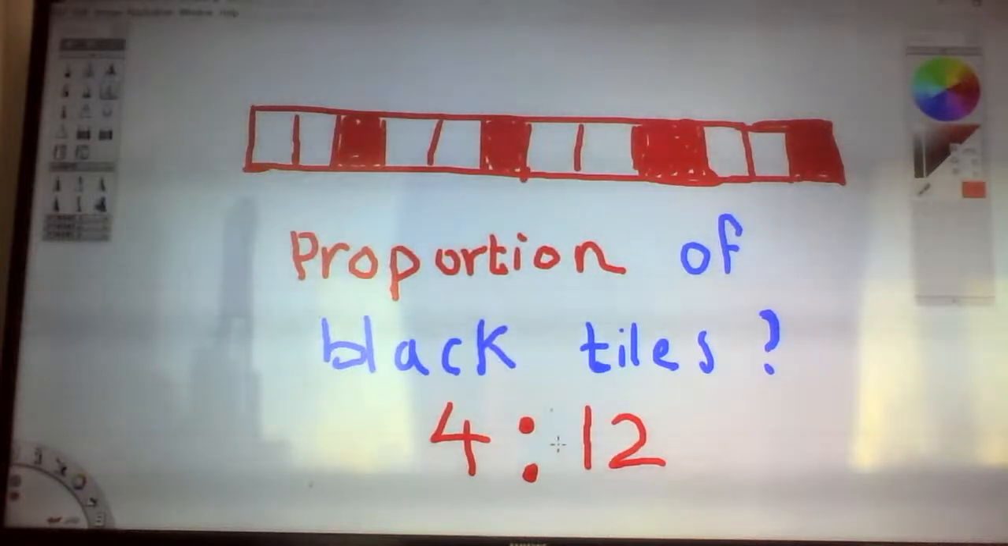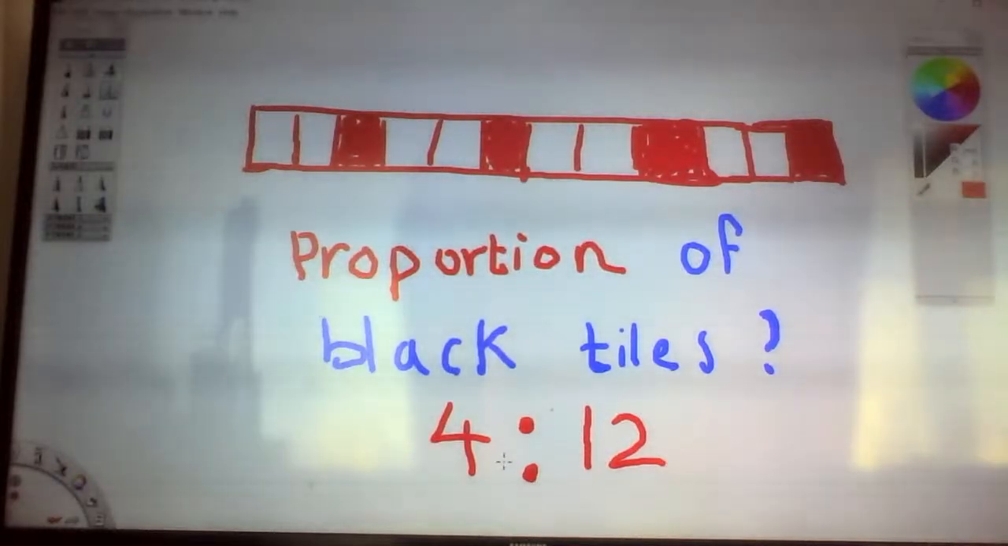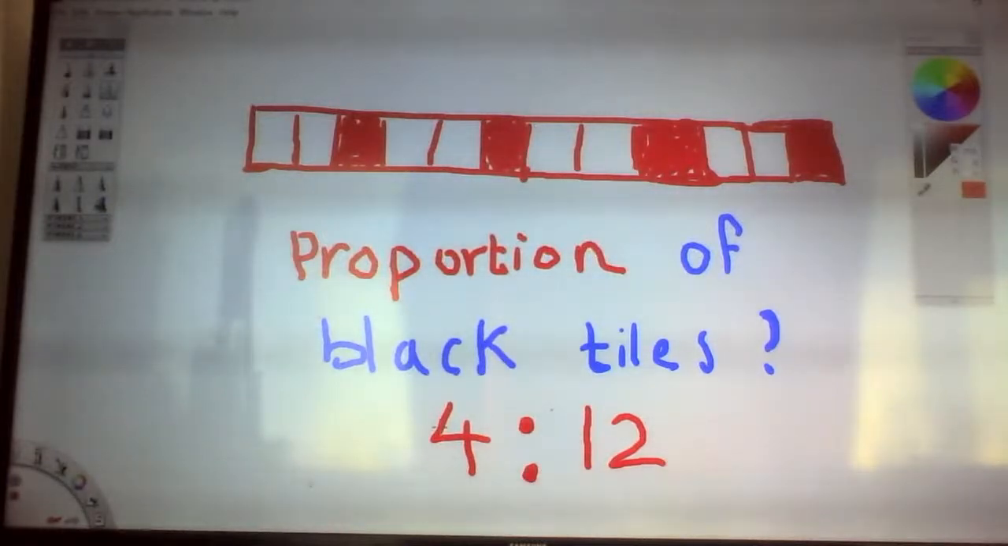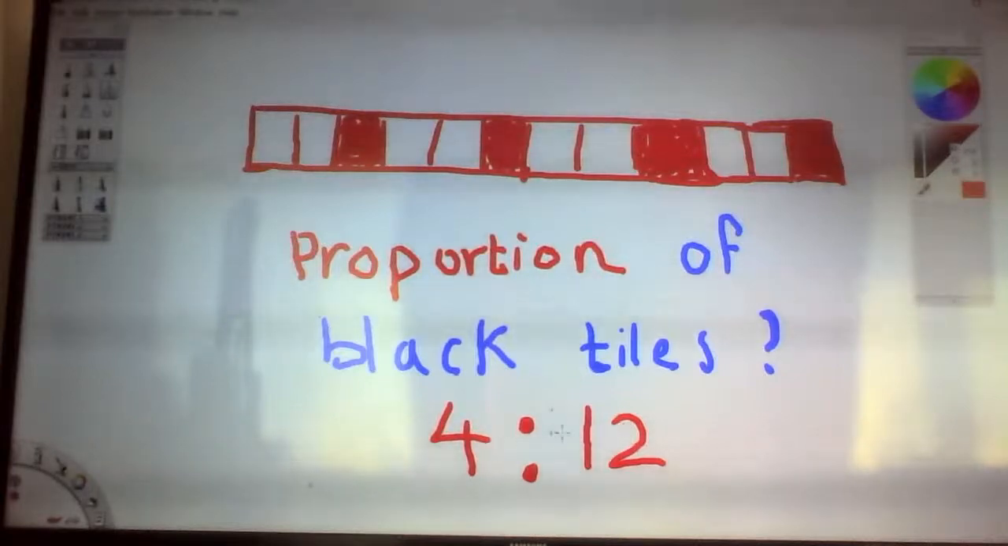Now it doesn't mention again to simplify it down to its simplest form, so we can leave it like that. If we wanted to simplify it down, we could again divide both sides by 4. We'll have 4 divided by 4 equals 1, 12 divided by 4 equals 3. So 1 to 3 is its simplest form, but leaving it like this is actually less confusing.